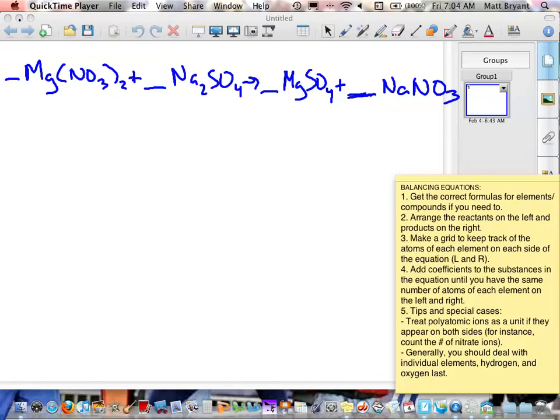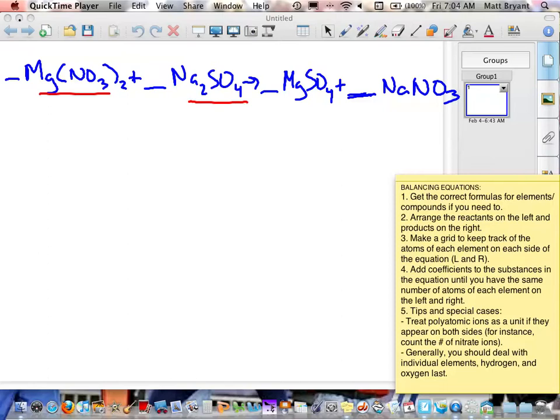It's really important that as you're practicing, you practice the right way. So don't just guess. Always make sure you know the formulas for polyatomic ions and know how to name them as well. So here we have a reaction in which we're combining magnesium nitrate with sodium sulfate.